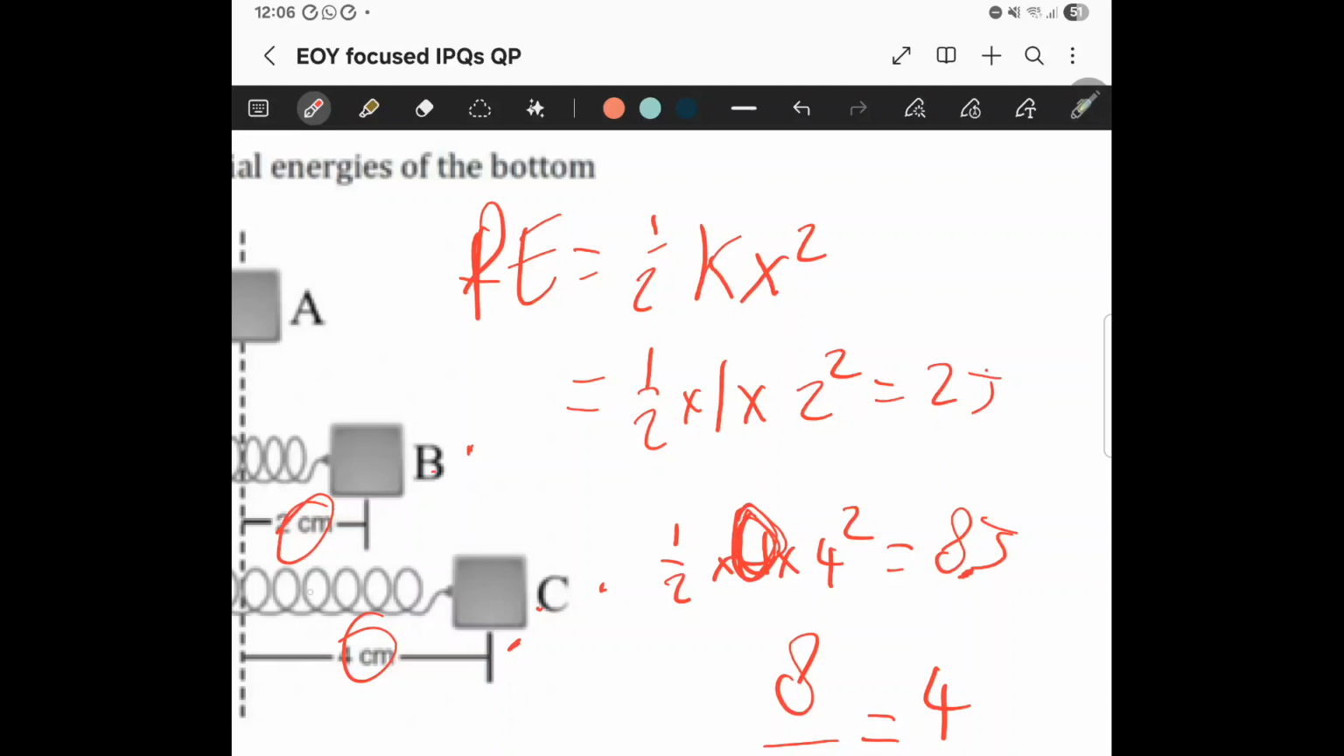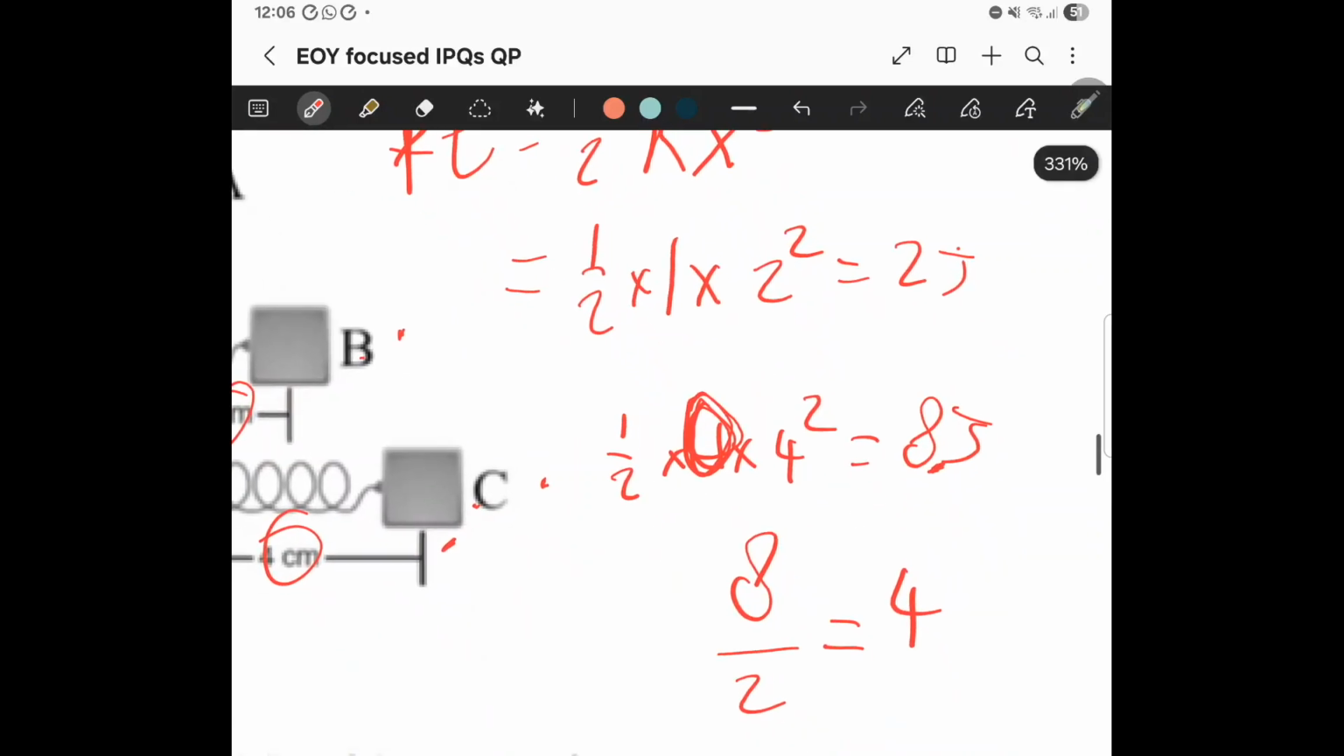I set K to 1 because it's constant. I replaced 2 centimeters. It doesn't really matter if it's not converted. It's just keeping it simple. That will give me maybe 2 joules. I made this number up, but it actually ends up being 2.